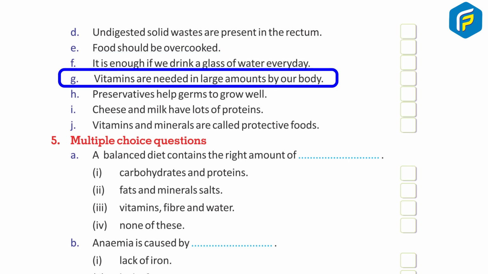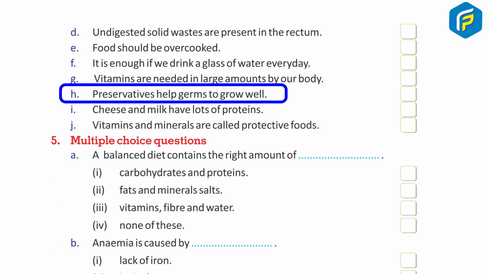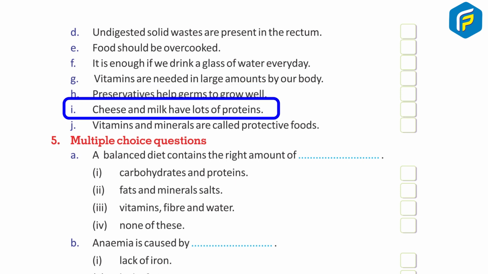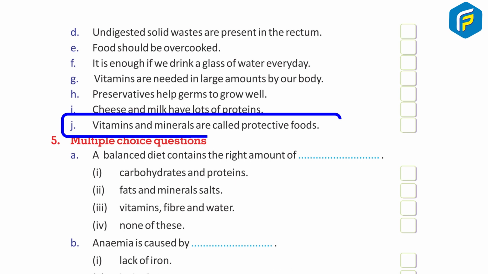G. Vitamins are needed in large amounts by our body. H. Preservatives help germs to grow well. I. Cheese and milk have loads of proteins. J. Vitamins and minerals are cold protective food.